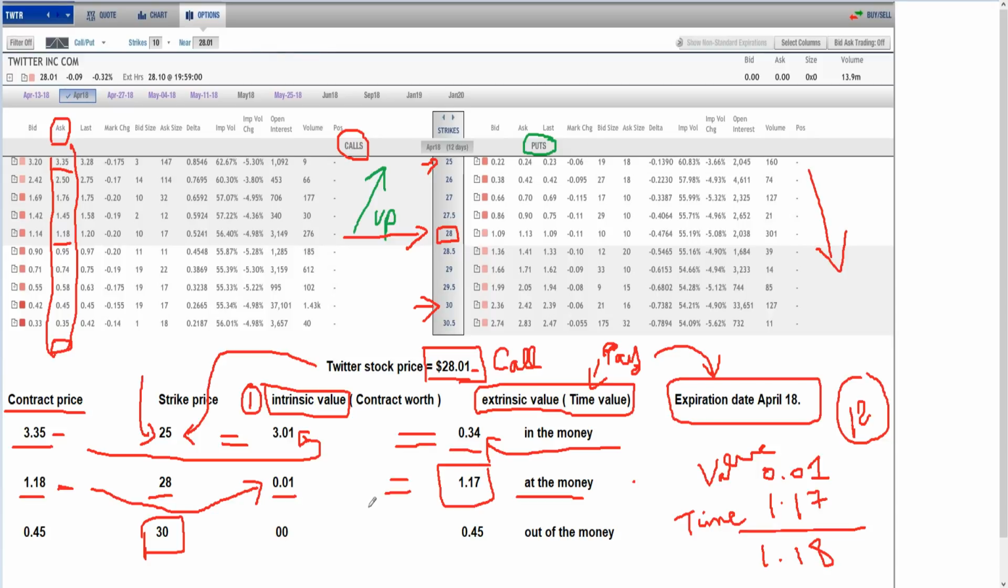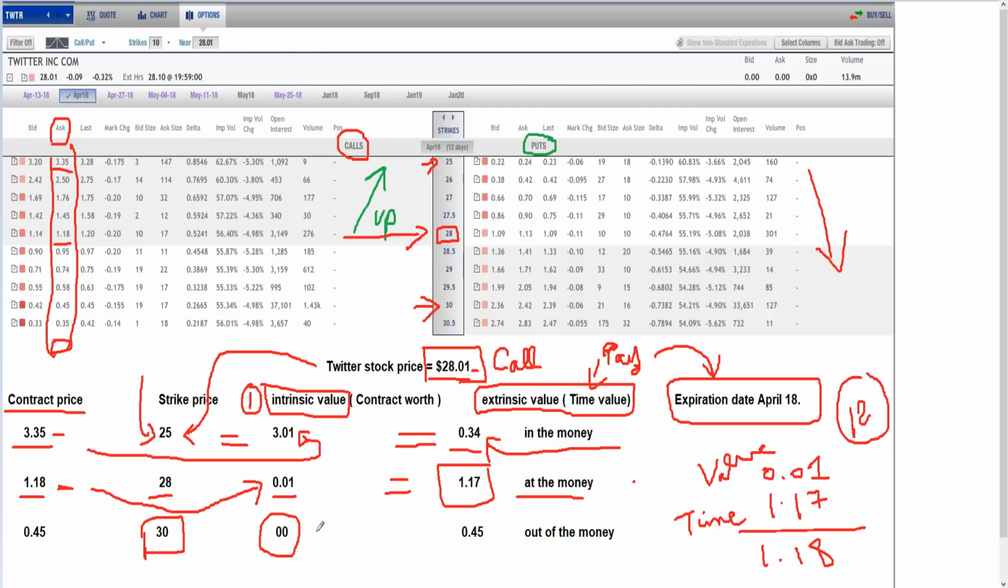As I told you, it's very easy. How do we calculate the intrinsic value? So what you should do, $28.01 minus 30. Since 28 is under 30, you will have 0. So your contract has 0 intrinsic value.